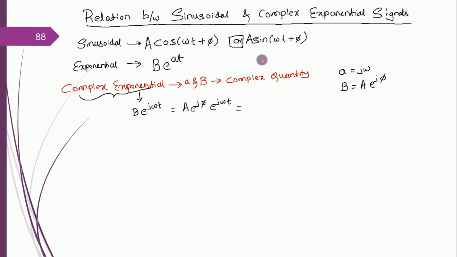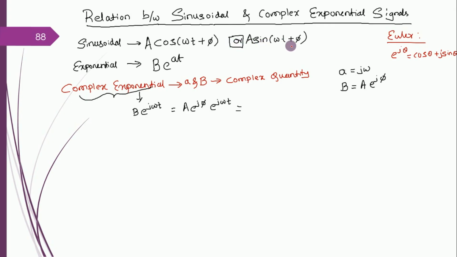The last part of today's lecture: relation between sinusoidal and complex exponential signal. So what did Euler do? He related sinusoidal and complex exponential signal in this fashion. So e raised to j theta is given by cos theta plus j sin theta. This is related by Euler, cos theta plus j sin theta.